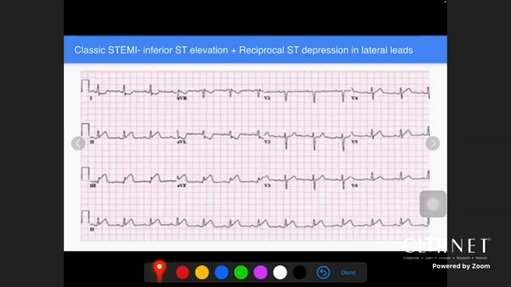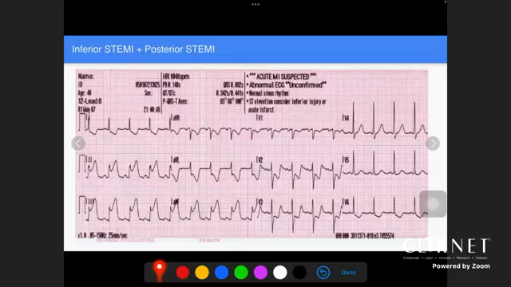Let's take another example. Here also, there is inferior STEMI, lead 2, lead 3, lead AVF. There is very big elevation in the 3 leads. Also, you have here lateral reciprocal ST depression. This ECG also is showing one more sign here, that there is ST depression plus a positive R wave in septal leads. This indicates posterior STEMI also. So this is inferior and also indicates posterior STEMI. This will be confirmed by posterior leads.